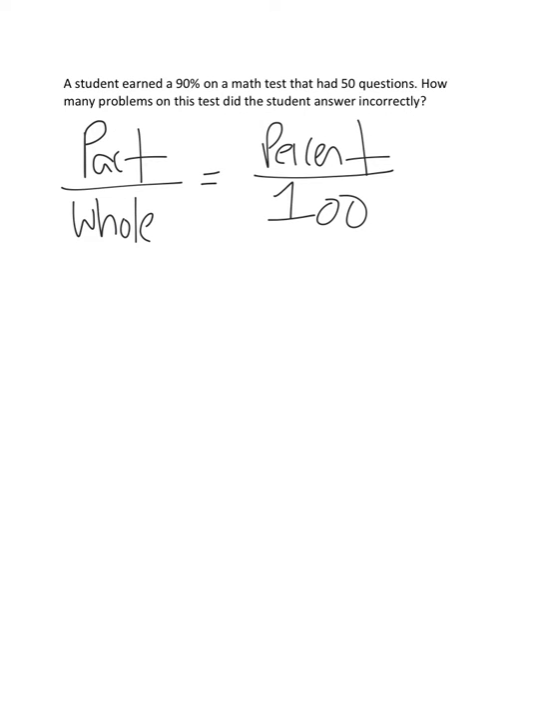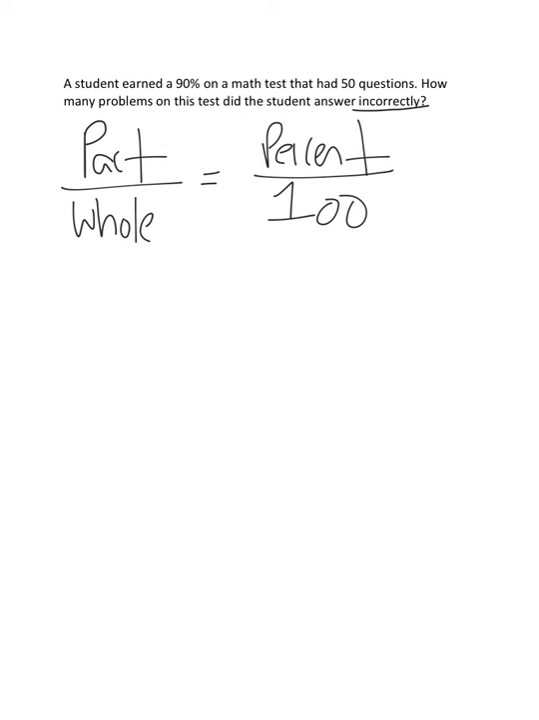So this problem is going to read, a student earned a 90% on a math test that had 50 questions. How many problems on this test did the student answer incorrectly? Now the key here, right off the bat, is that it's asking how many the student answered incorrectly. So at the end we have to think not correct, we have to think incorrect.